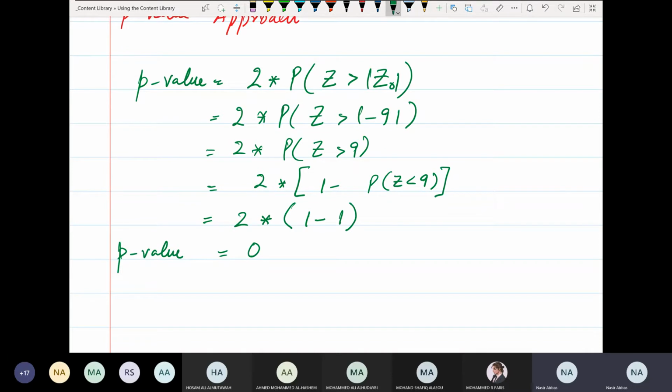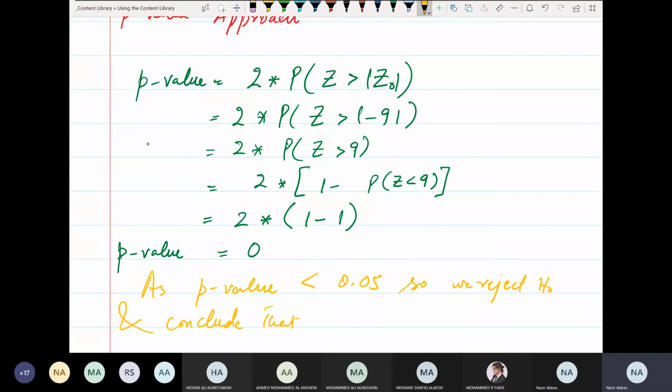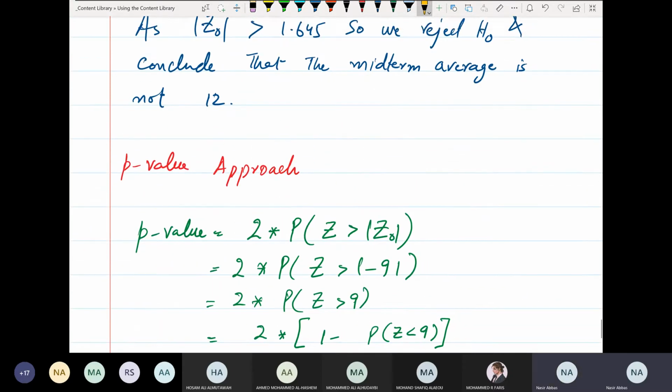And you can see that in the whole calculation of the p-value, I did not involve alpha. Keep in mind, when calculating the p-value, you don't need alpha. Once the p-value is calculated, now you compare it with alpha. You will say as the p-value is less than alpha, so we reject H0 and conclude that the midterm average is not 12.